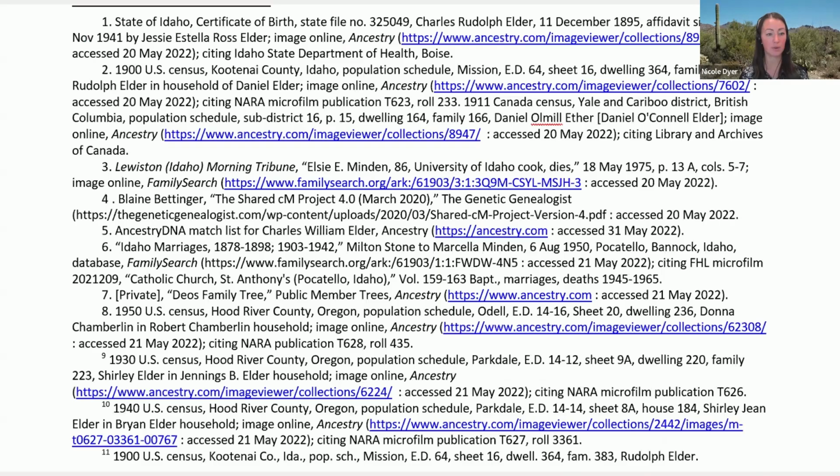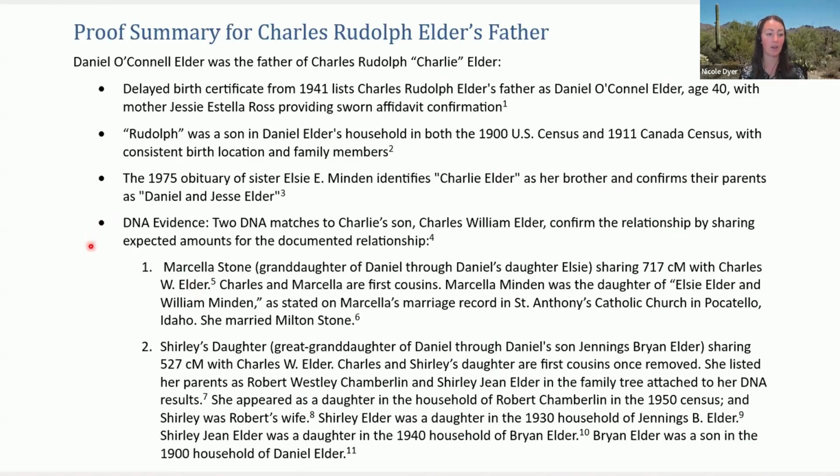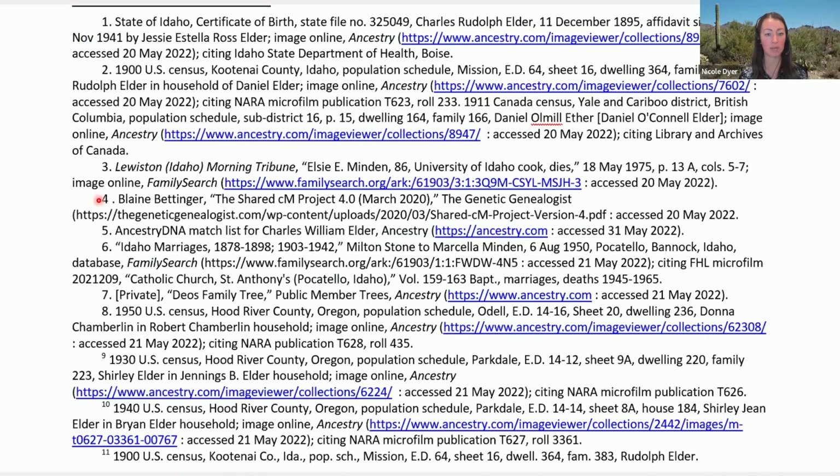Then, going to the DNA evidence. For this DNA evidence bullet, I introduce it by saying 2 DNA matches to Charlie's son, Charles William Elder, confirm the relationship by sharing expected amounts for the documented relationship. I probably should fix that up. It sounds kind of funny, but confirm the relationship of Charlie to his father, Daniel. If I added that, that would help clarify it a bit. By sharing expected amounts for the documented relationship, so meaning the relationship that I found between these matches and the test taker, Charles William Elder, in the trees. And then footnote 4 goes to Blaine Bettinger's Shared Centimorgan Project, PDF.